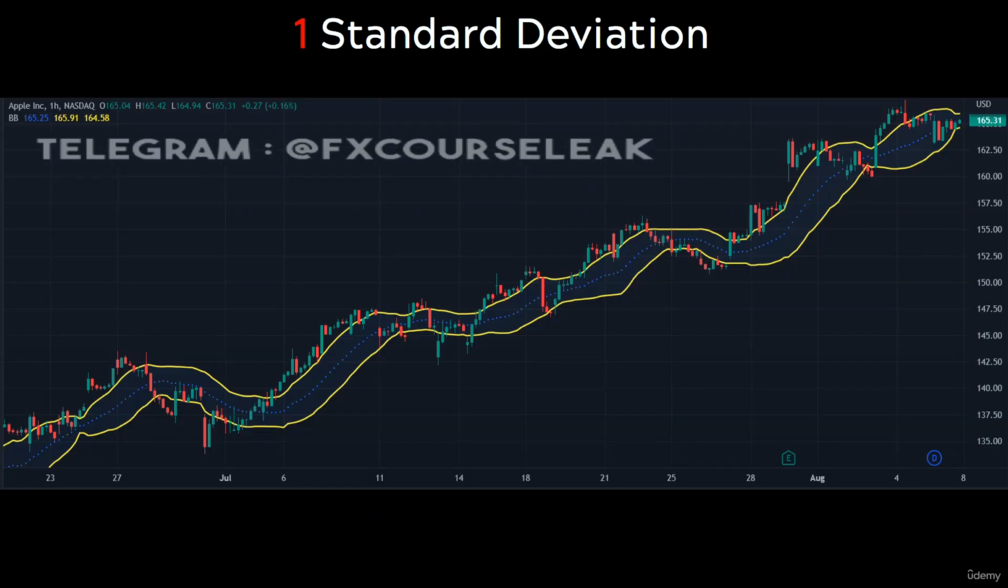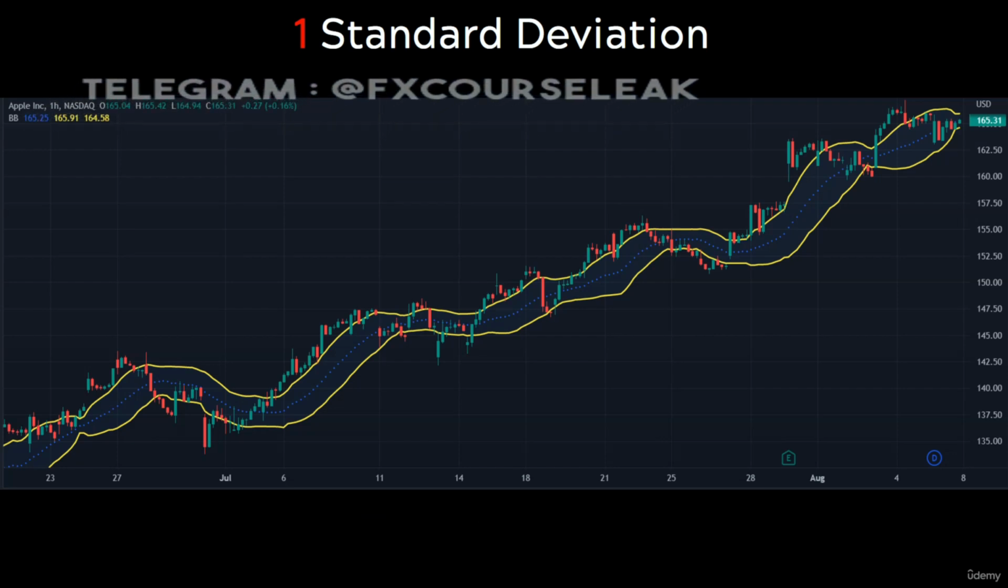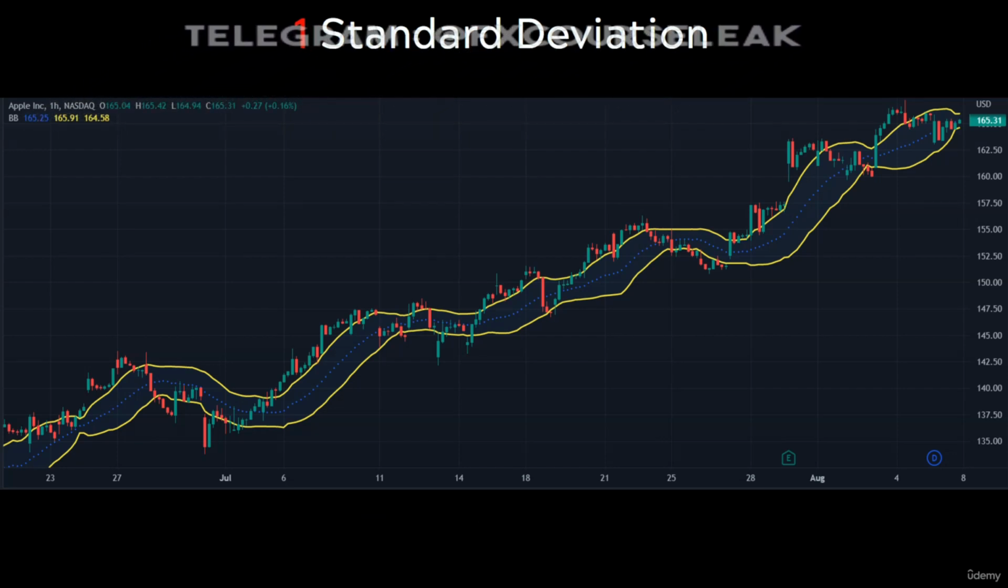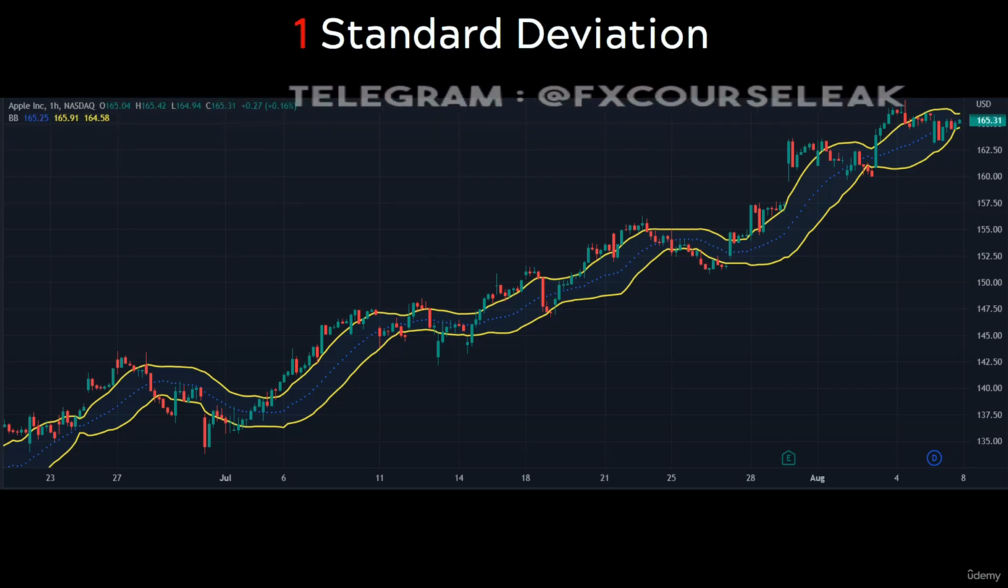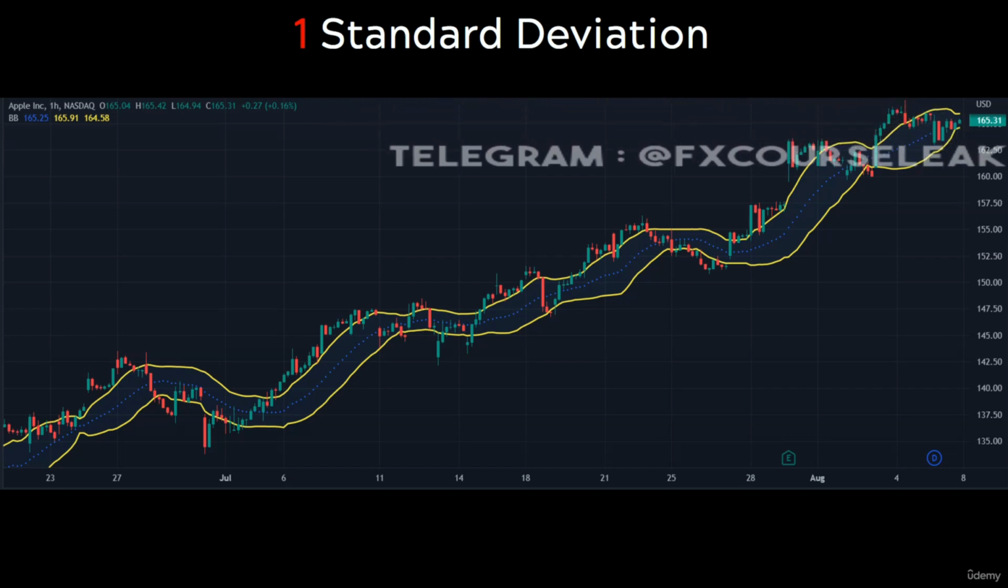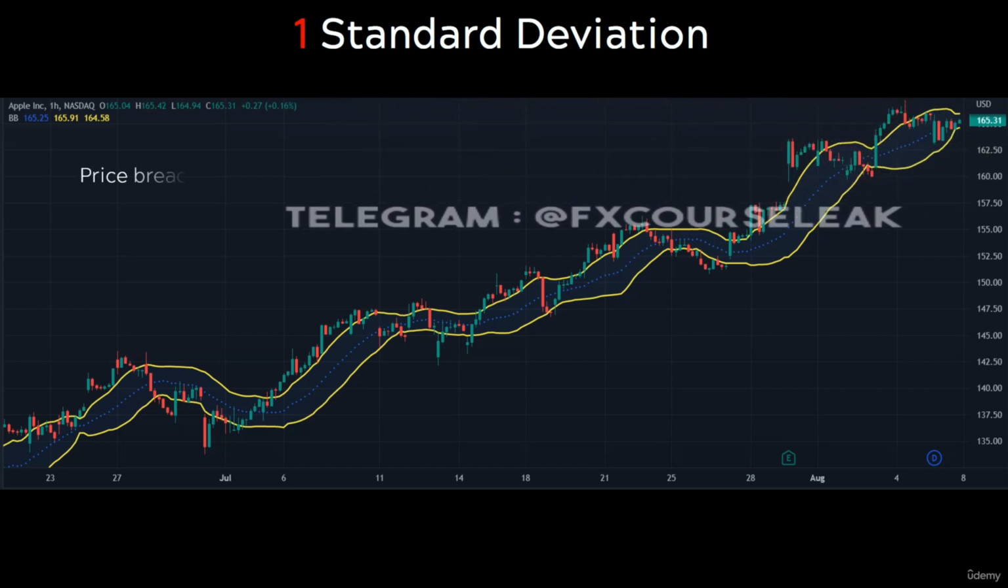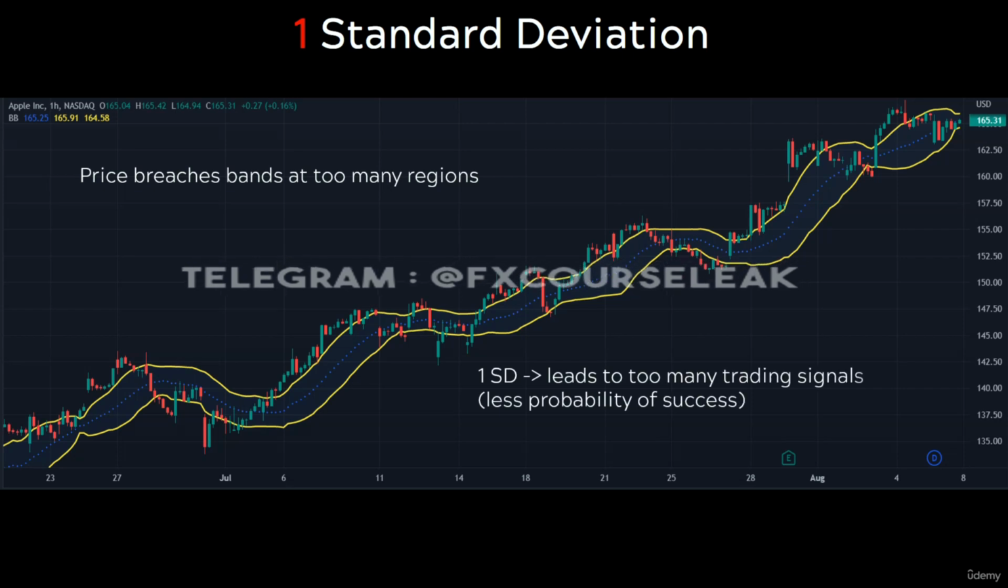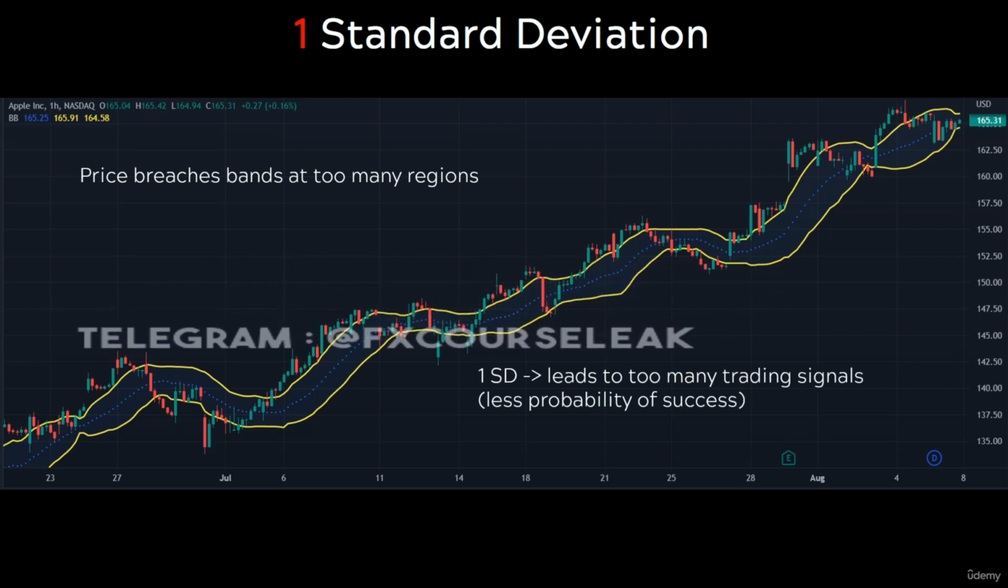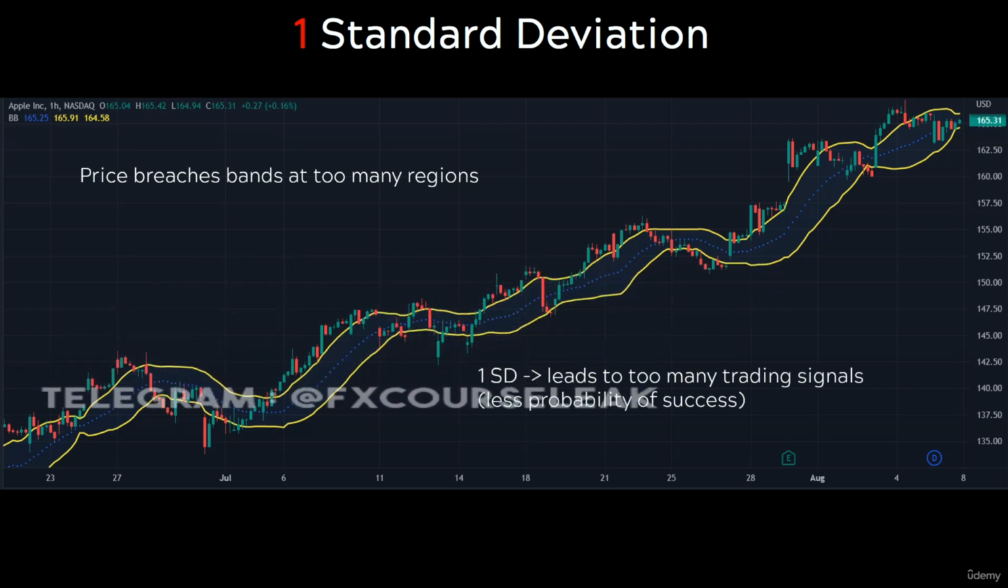So friends, this is a chart of Apple where we use 1 standard deviation for upper band and lower band calculation. As you can see, the bands engulf the price, but price breaches the upper and lower bands on too many occasions. As you can see at all these regions where price is breaching the upper band and lower band.